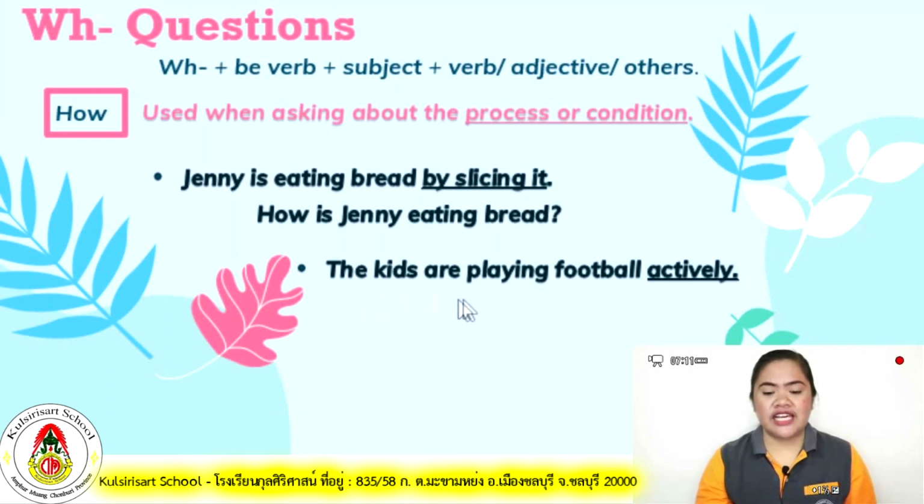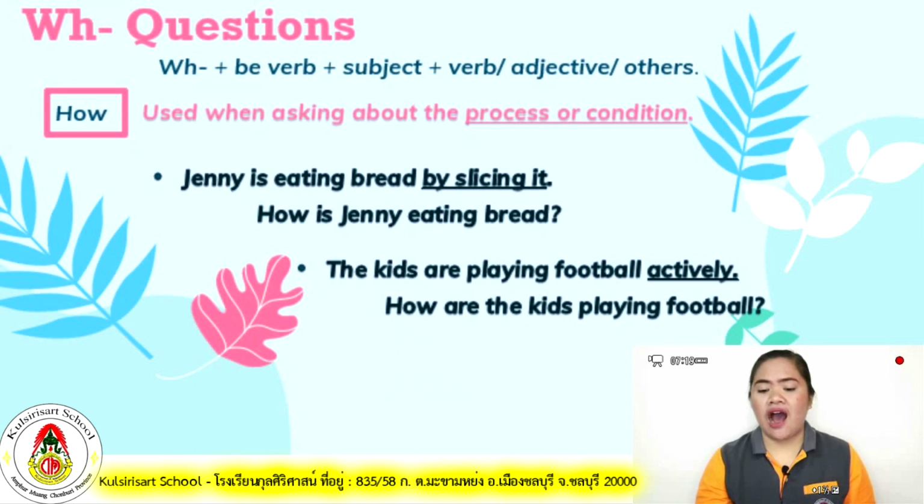Next, the kids are playing football actively. The question for that is, how are the kids playing football? The answer for that is, the kids are playing football actively. Or it can be, how are the kids playing football? You answer, actively. Do you understand the usage of how? That's nice to hear. So we are finished with the WH questions.